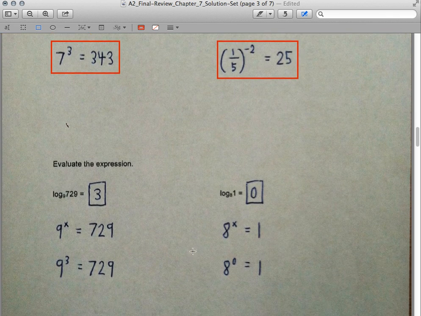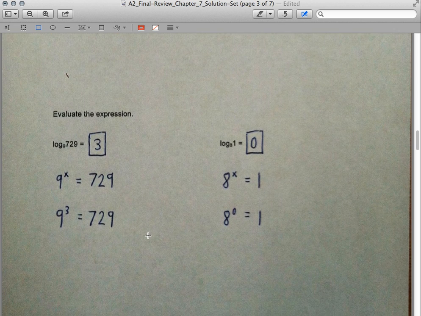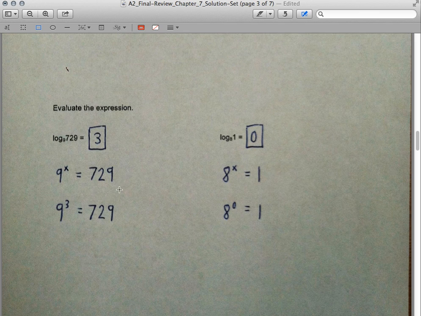We can be asked to simply evaluate logarithmic expressions. Remember, the answer to a logarithm is an exponent. So when you are given the expression log base 9 of 729, what that is essentially asking is the base 9 raised to what exponent equals 729? And that exponent is 3. So that is how we will evaluate this logarithm expression.